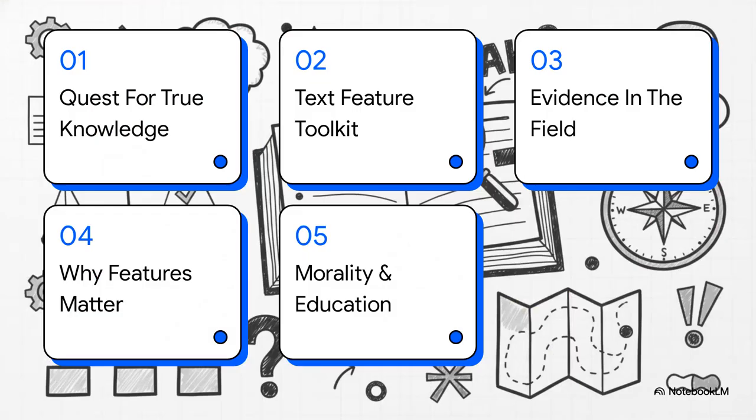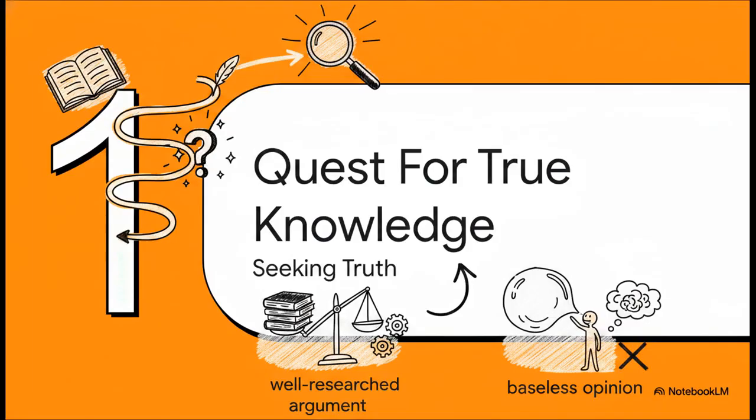Here's our blueprint for today. We'll cover the quest for true knowledge, open up your text feature toolkit, look at evidence in the field, explain why these features matter, and wrap up with morality combined with education. Let's start with Section 1, the quest for true knowledge.